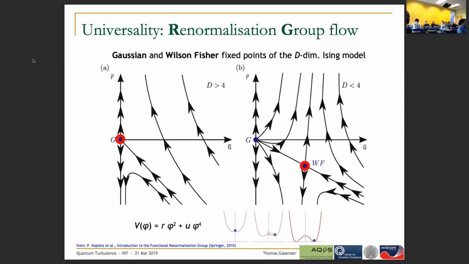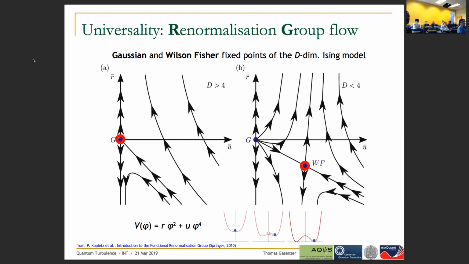And here are two examples: the Gaussian fixed point, which is at zero coupling, which applies to the Ising model in d greater than 4 dimensions. And then below this upper critical dimension, this fixed point actually shifts into the positive U plane, and it happens somewhere at a finite U. So this is the typical form which you get when you look at critical phenomena.